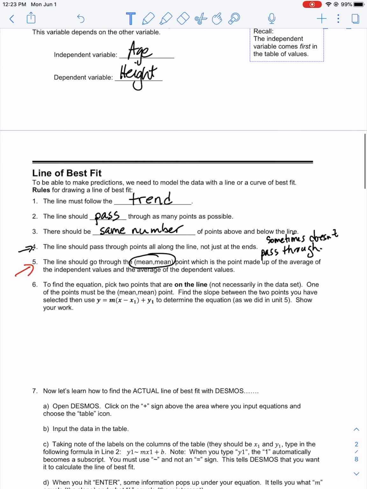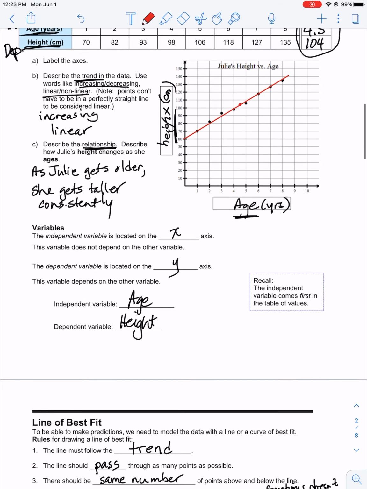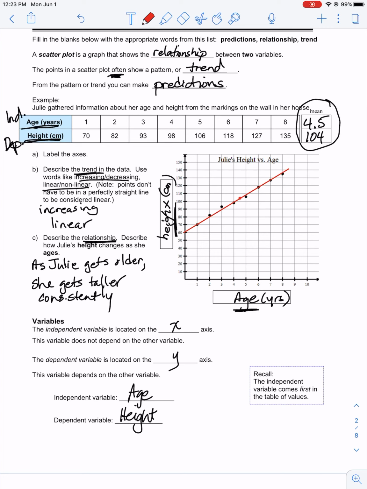So next step, to find the equation, pick 2 points that are on the line that are not necessarily in the data set. They have to be sitting on the line. And sometimes you might pick your 2 points on your own. So even though, let's say this point right here, see that point right there? That's not the same point as, so on 2, it's 82, but I'm actually picking 280 because 280 is actually on my line. This point here is also actually on my line. That's the point 6 and 118.